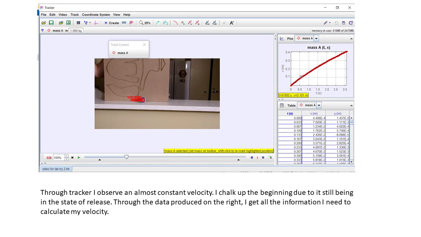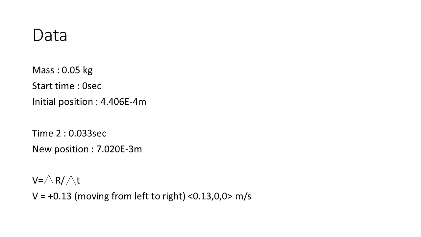So as we can see, through Tracker, I observed an almost constant velocity. The beginning is probably due to it still being in its state of release, but then in a bit, the velocity gets constant. Through the data produced on the right, I get all the information that I need to calculate my velocity. So the mass was 0.05 kilograms. The start time and the second time I took were 0 seconds and 0.33 seconds. So using the formula to calculate the velocity, I got it as 0.13 meters per second moving in the plus x direction.